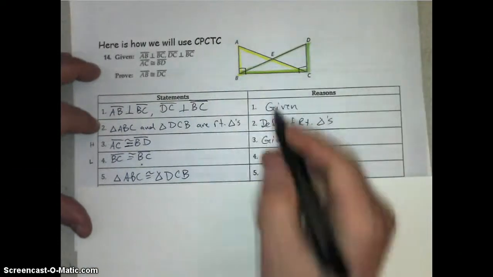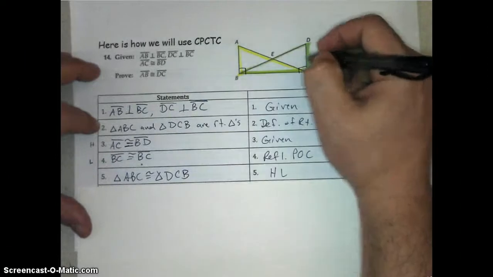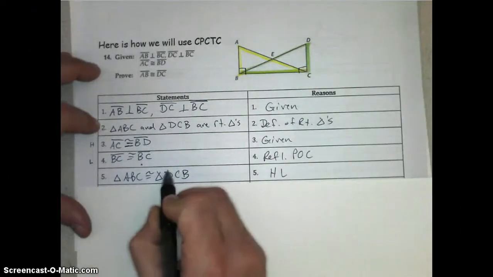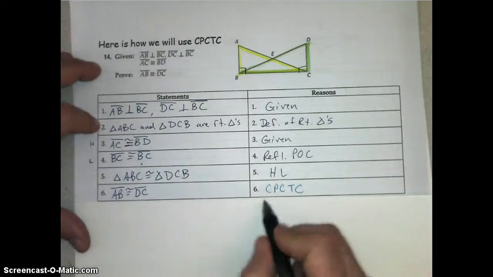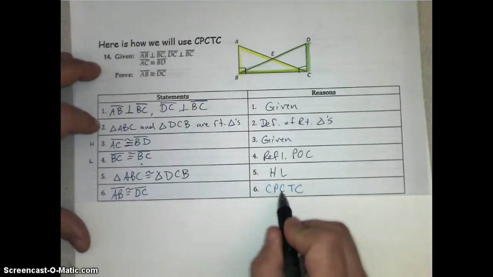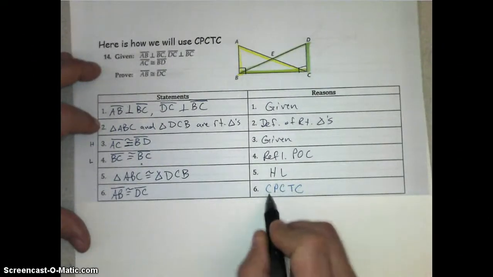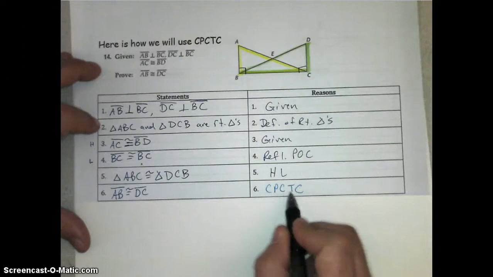Since the triangles are congruent, their parts that are corresponding, AB and DC, are congruent. So we say that AB is congruent to DC because corresponding parts of congruent triangles are congruent. The short way of writing that is CPCTC.